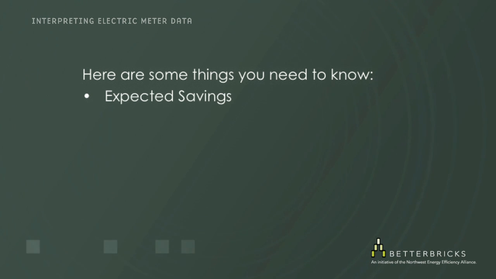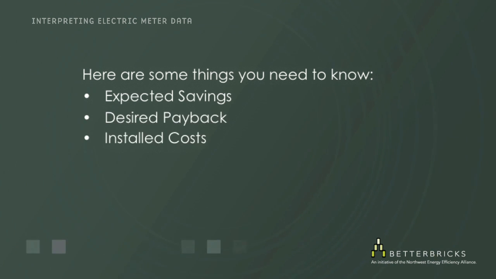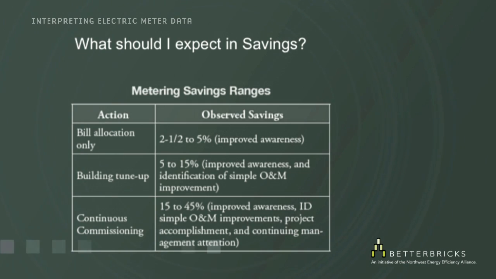What do you expect the savings to be? What is the desired payback? What are the installed costs? And are there any annual costs that go along with what I'm installing? Once you have that information, here are some different assumptions that you can take a look at. So first of all, what should you expect in savings? These come from the U.S. Department of Energy publication that we just spoke about. So first of all, what are you going to do with the information? So if you're metering, here are some of the savings ranges that have been observed.